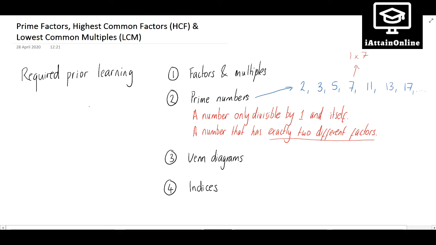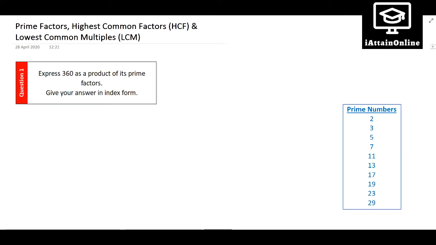You also need to have a good understanding of Venn diagrams and indices as well. You can do some of this work without Venn diagrams, however the more tricky questions will require you to use them. So 4 different questions.